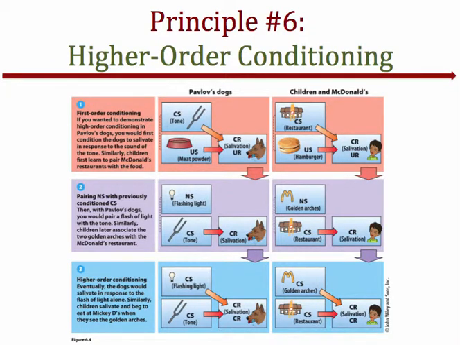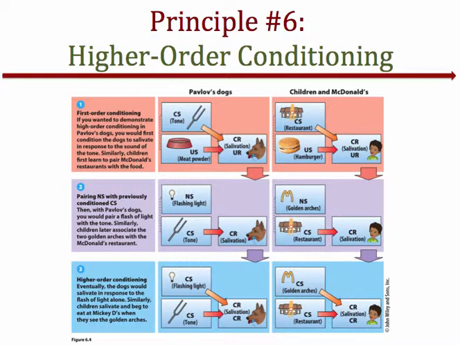And finally, higher order conditioning is a little bit complex, but it basically involves the conditioning of a neutral stimulus not by presenting it with an unconditioned stimulus, but rather by presenting it repeatedly with a previously conditioned stimulus. So in this case, we've got a tone that gets paired with the meat powder, and through this conditioning process, the tone becomes a conditioned stimulus.